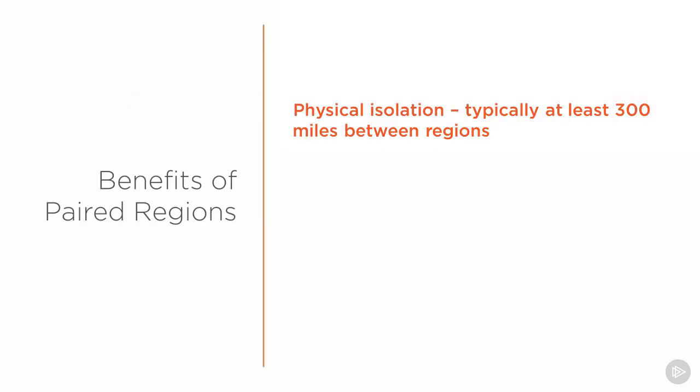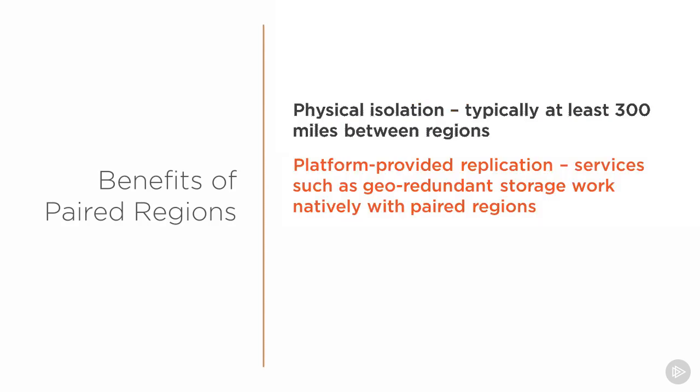So first, one of the big benefits here is physical isolation between the two regions. So there's typically at least 300 miles between the two paired regions, and that's good for natural disasters. So if you have a natural disaster that takes out a region where your primary infrastructure is running, the idea is that the other region in the pair will be far enough away that it won't be impacted by that natural disaster. One of the other benefits that we kind of already looked at is that there's various places within the platform where we've got built-in replication. So services like geo-redundant storage work natively with this paired region configuration.